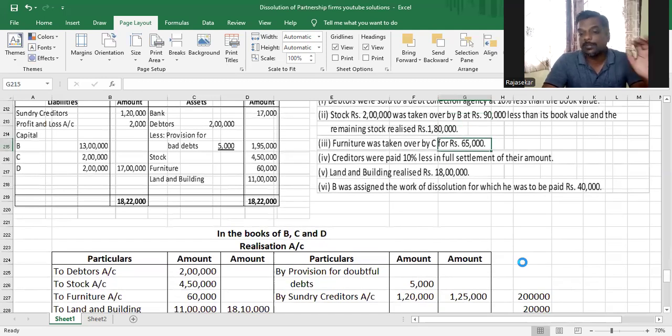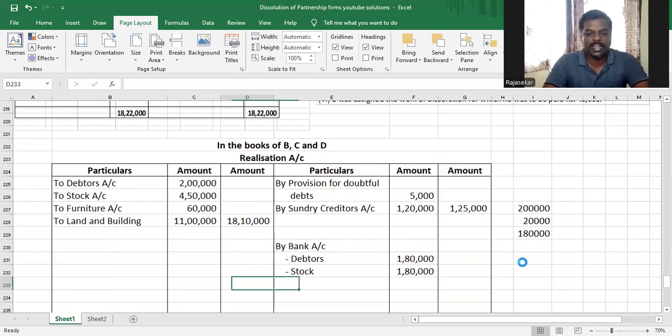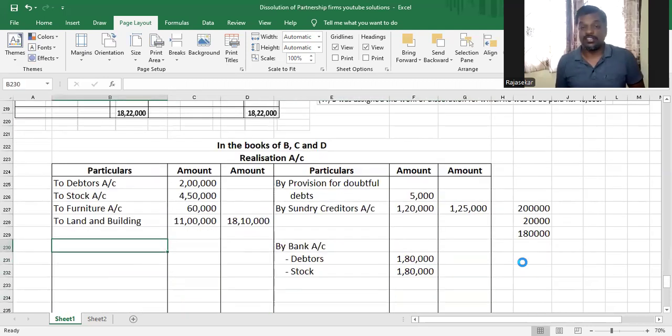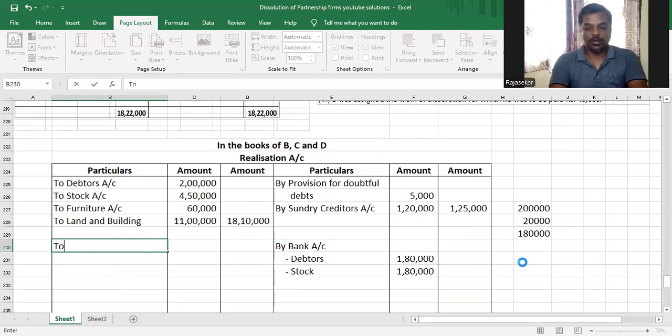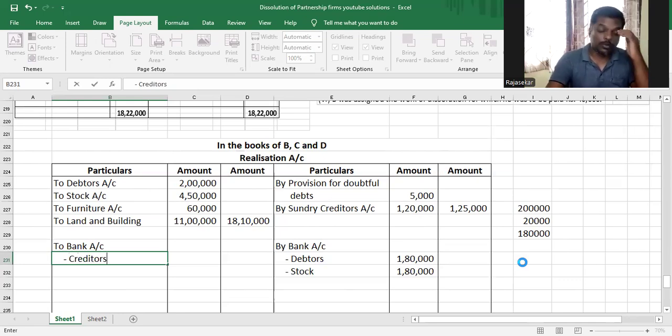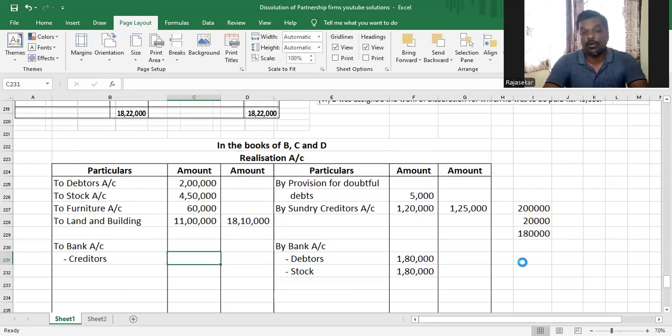And then creditors were paid 10% less in full settlement of their amount. So creditors are being paid 10% less. When you pay, the journal entry is realization account debit to bank account. Bank, an asset, is going outside, so it will be credited, and realization will be debited, as payment of a liability is a loss for the firm. Understood or not? So the journal entry will be to bank, just like how we wrote it on the credit side for assets. On the debit side also, we'll write to bank, and in order to keep track of what we have settled, we'll write creditors below to bank and write in another column.